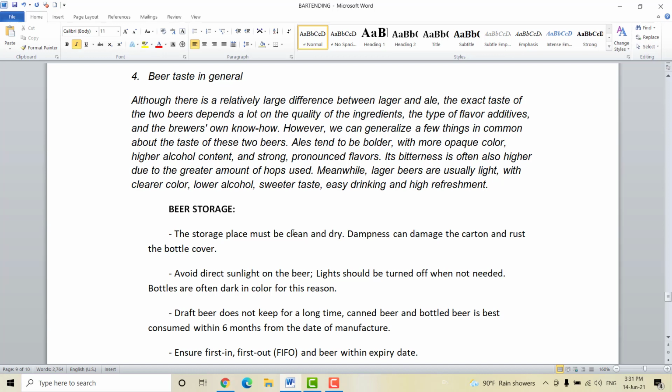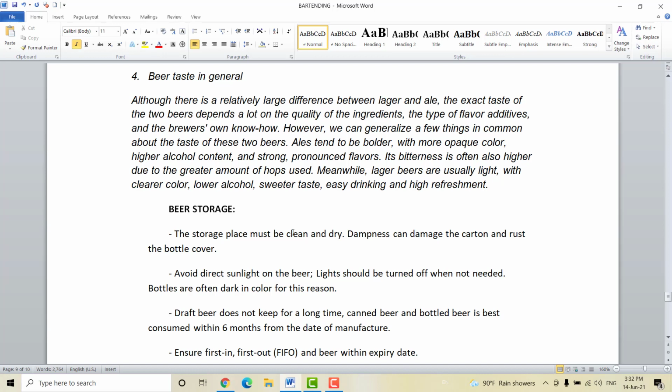Ales tend to be bolder, with more opaque color, higher alcohol content, and strong, pronounced flavors. Its bitterness is often also higher due to the greater amount of hops used. Meanwhile, lager beers are usually light, with clearer color, lower alcohol, sweeter taste, easy drinking, and high refreshment.